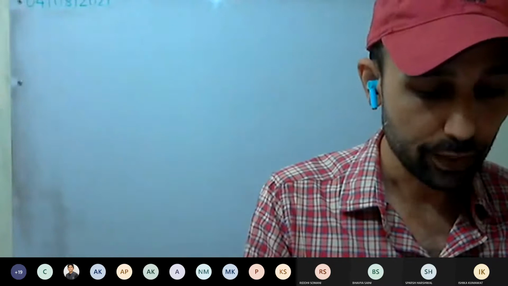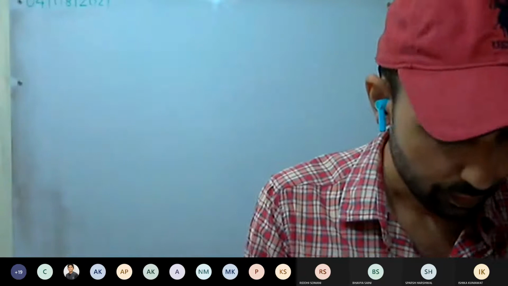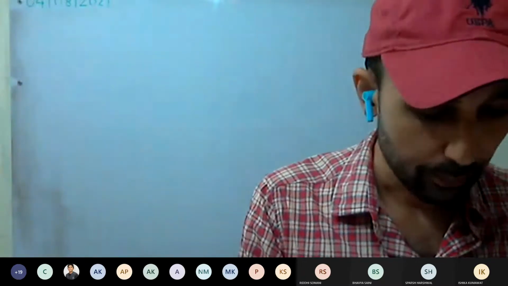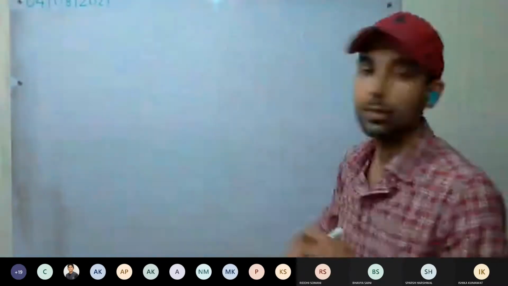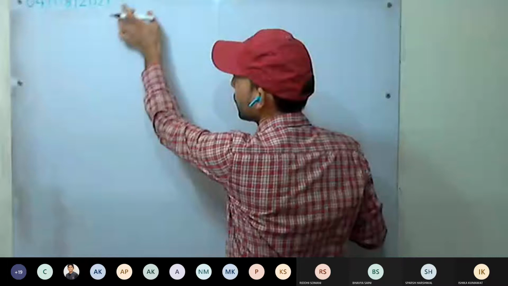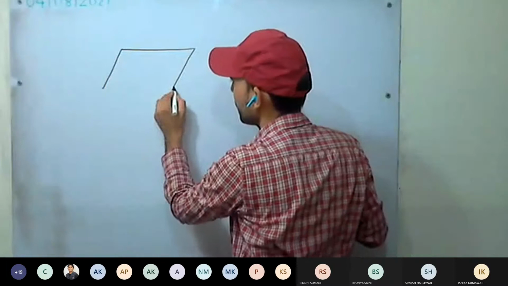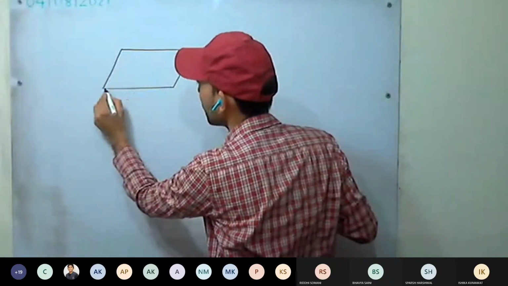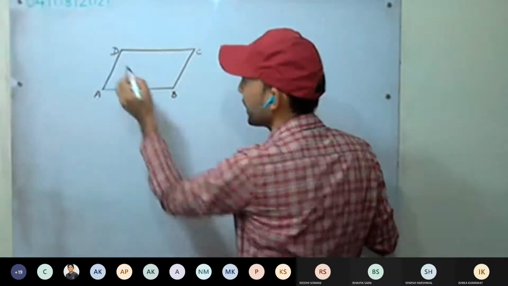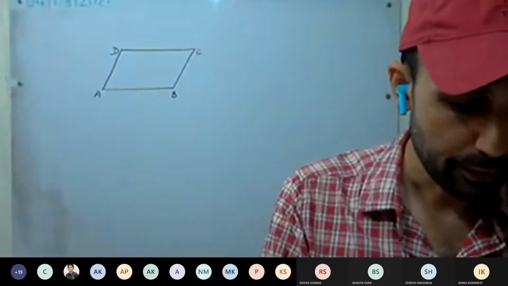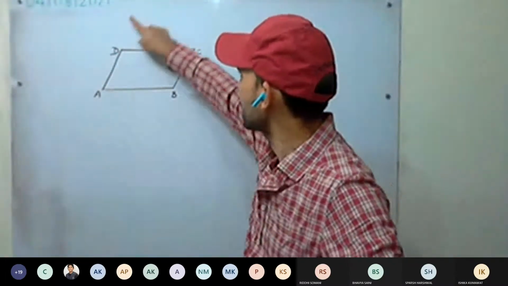Okay. ABCD is a parallelogram. So we have to draw the parallelogram ABCD. The 7th question we have to do. ABCD is a parallelogram. Sides AB and AD are produced. So leave space on top and on the side, because we have to produce the sides. There must be space on the top. AB is produced, AD is produced.